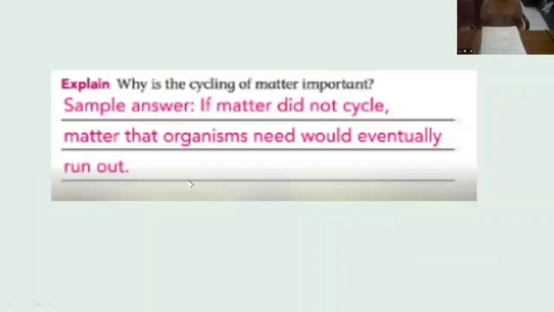Okay. Let's hear: explain why the cycling of matter is important. Of course, it's so important. If matter didn't cycle, the matter that organisms need would eventually run out. Of course, Yasmina. Anything that we only consume will run out, right? Like my cosmetics, Yasmina. I only use them, so they will run out after many uses.